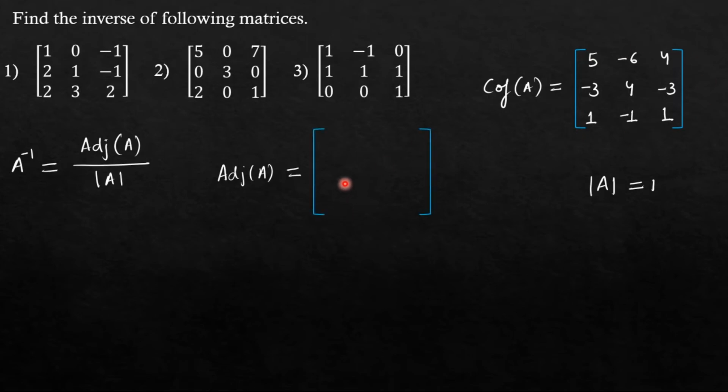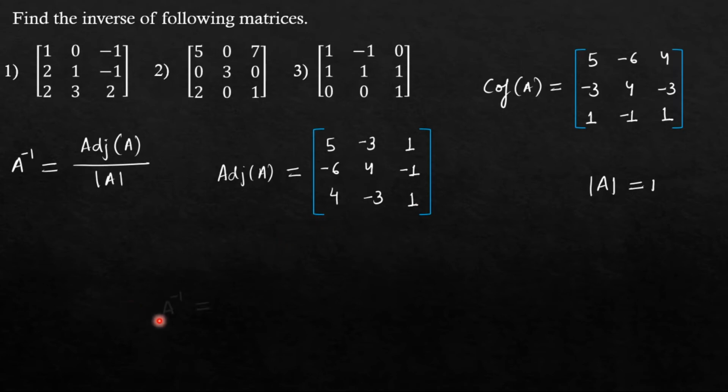Okay. So it will be 5, 3, minus 1. This column will become row. 5, 3, minus 1. Now this will become row. Minus 6, 4, minus 1. Now this will also become row. 4, minus 3, 1. So this is my adjoint A.